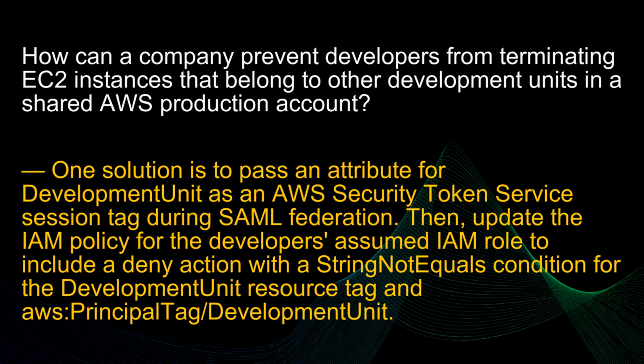How can a company prevent developers from terminating EC2 instances that belong to other development units in a shared AWS production account? One solution is to pass an attribute for development unit as an AWS Security Token Service session tag during SAML federation. Then update the IAM policy for the developer's assumed IAM role to include a deny action with a StringNotEquals condition for the development unit resource tag and AWS principal tag development unit.